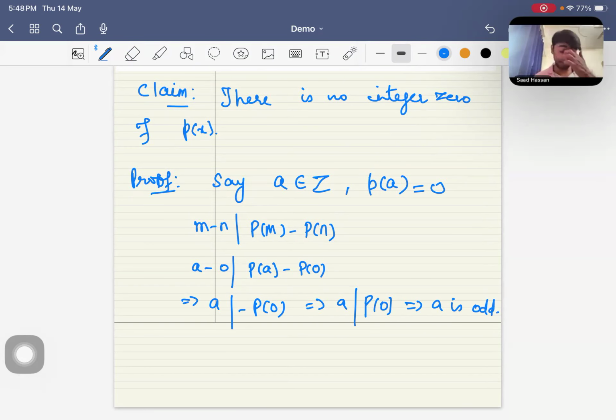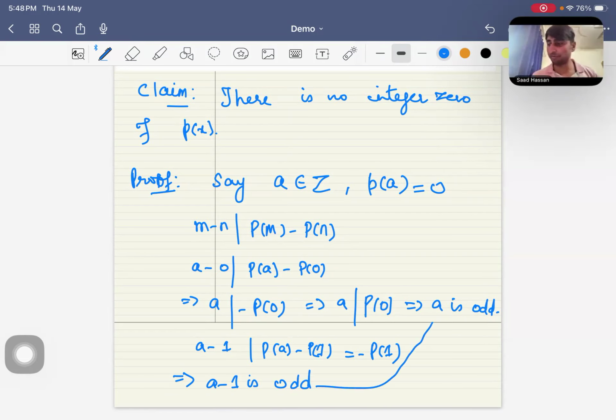right? And similarly, we can argue that a minus 1 will divide p of a minus p of 1, which is equal to minus p of 1 because p of a is 0. And if you remember, p of 1 is also odd, which means a minus 1 is also odd, which is quite odd if you look at these two statements, which says that a is odd, and then it says that a minus 1 is odd.